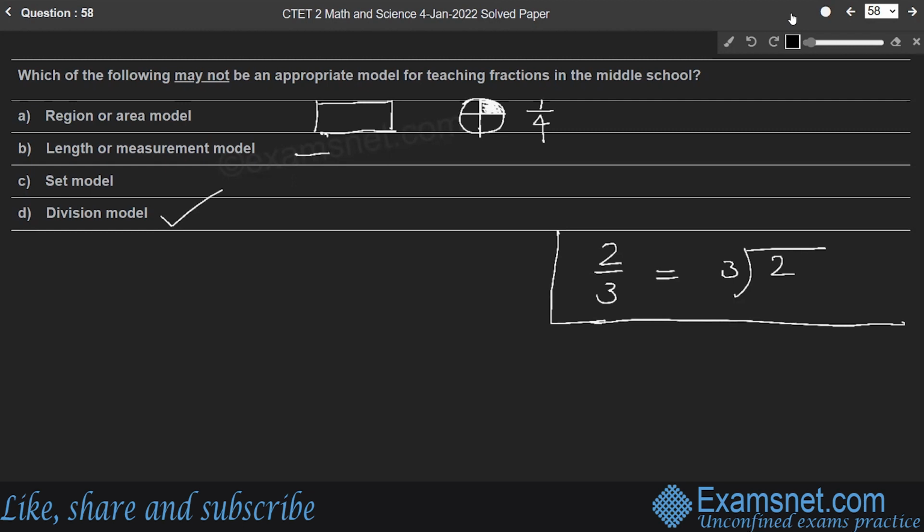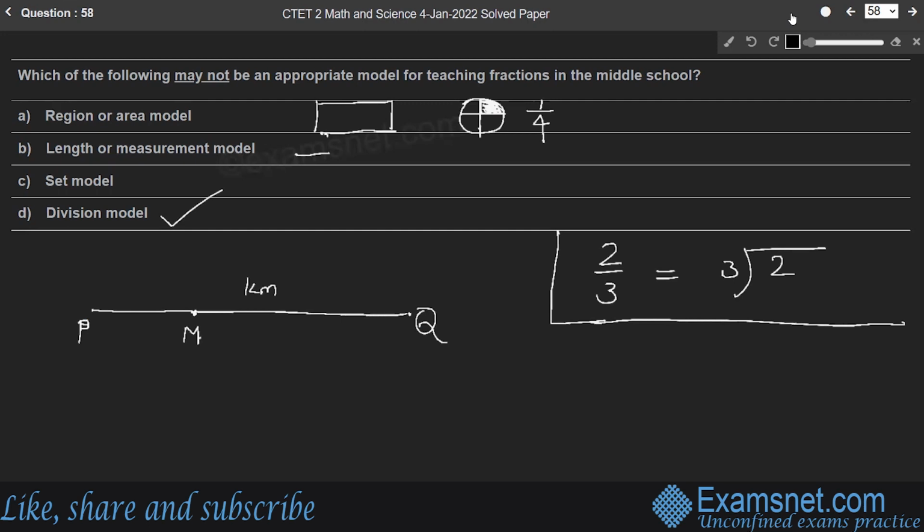So when it comes to length or measurement model, lengths or measurements are compared instead of areas. Either physical materials are compared on the basis of length or number lines are subdivided. Length models are very important in developing student understanding of fractions. Say for example, a person needs to cover 1 kilometer of distance. He started traveling from point P and his destination is point Q, but he is at the point M.